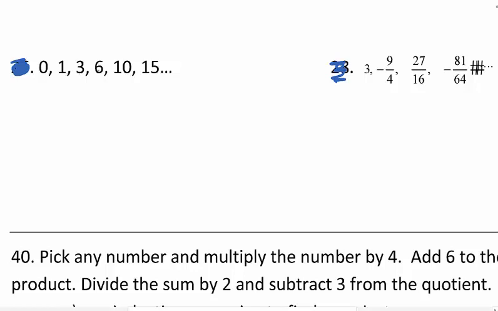3 to 6 is 3, so I'm not adding the same thing. But 6 to 10 is 4, so we should start to see a pattern there. 10 to 15 is 5. If I go back to this first one, it's 1. So we're adding consecutive integers. So this would be 15 plus the next consecutive integer, which would be 21.